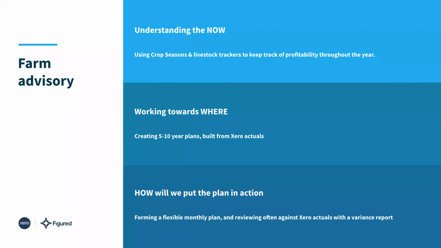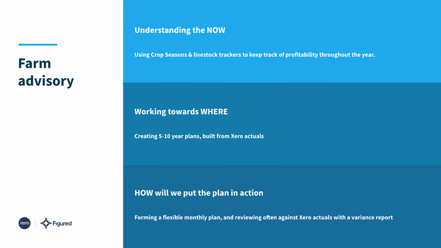So just to recap on the now, where, how mentality, or the school of thought that we like to track through Figured here. The first one is understanding the now. That's where we're really looking at the actuals, which is what we're touching on today: getting an accurate understanding of where the business is now. So we use our trackers for that.